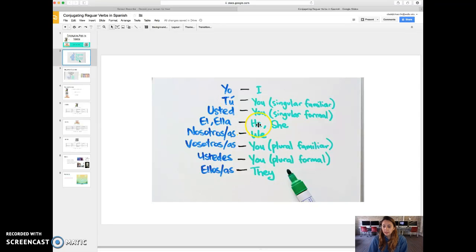Él, ella, he or she. Nosotros, nosotras, we. Vosotros, vosotras, you plural familiar. Ustedes, you plural formal. And ellos, ellas, they.